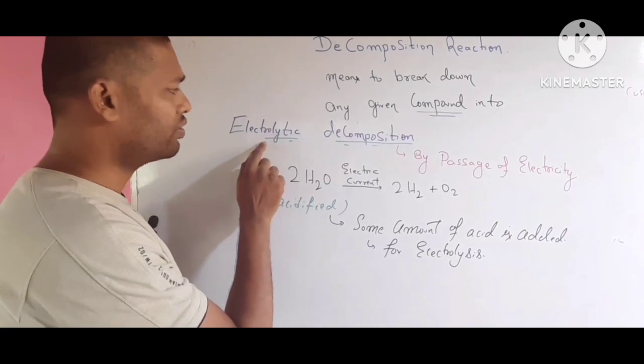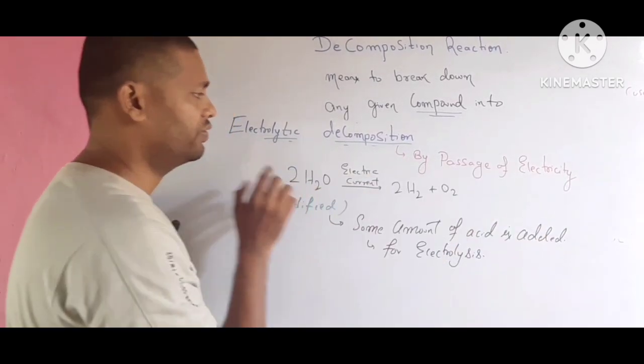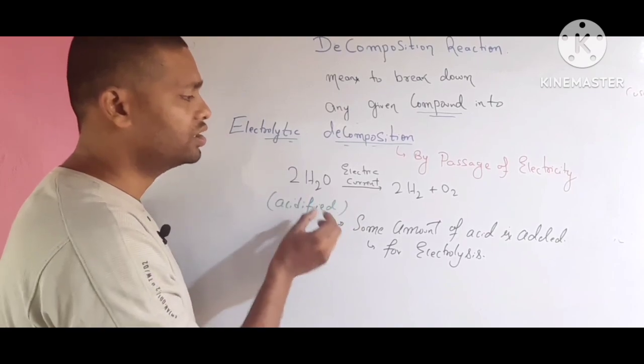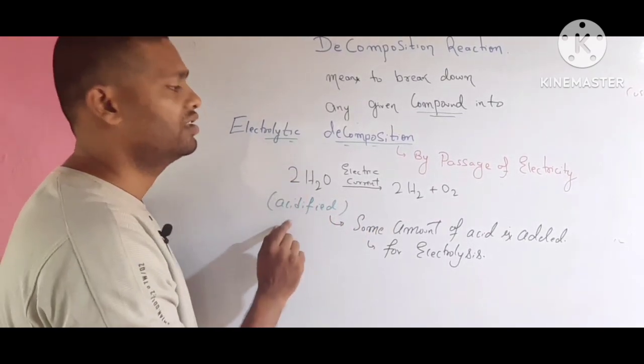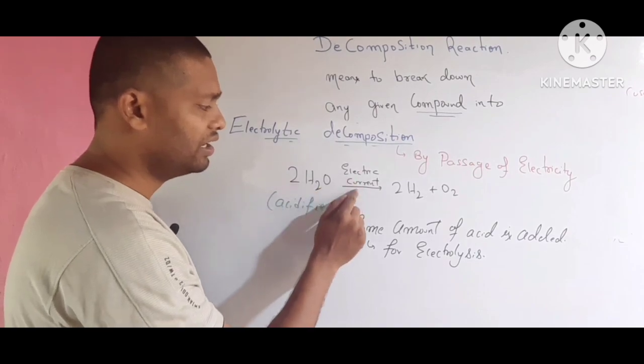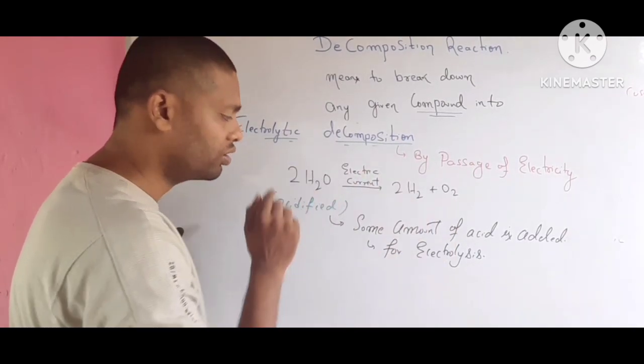What do you mean by electrolytic? It means the passage of electricity. When you pass electric current, it will decompose. I told you it needs energy to decompose. To decompose, it needs energy. So I will pass the electric current. Because of the passage of electric current, water will decompose into hydrogen and oxygen.